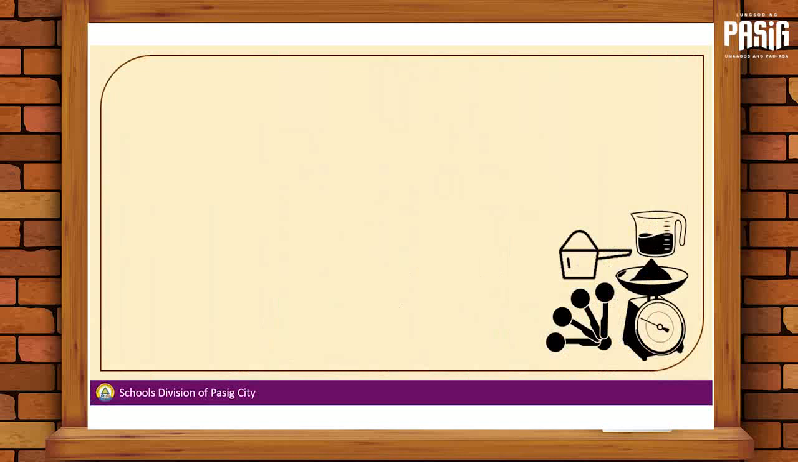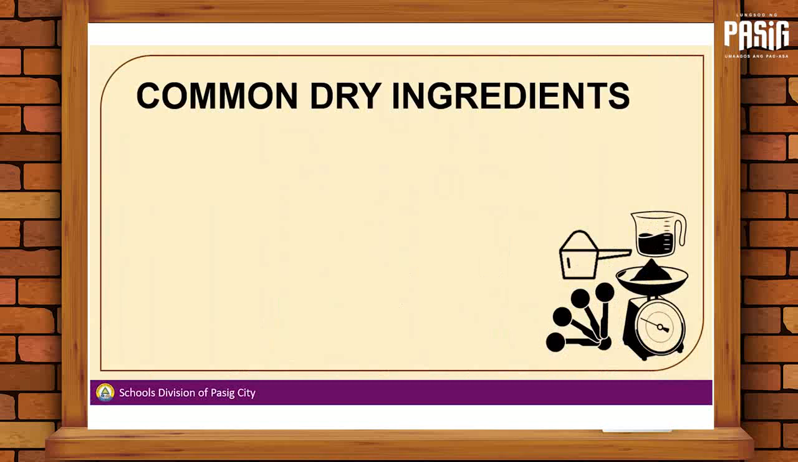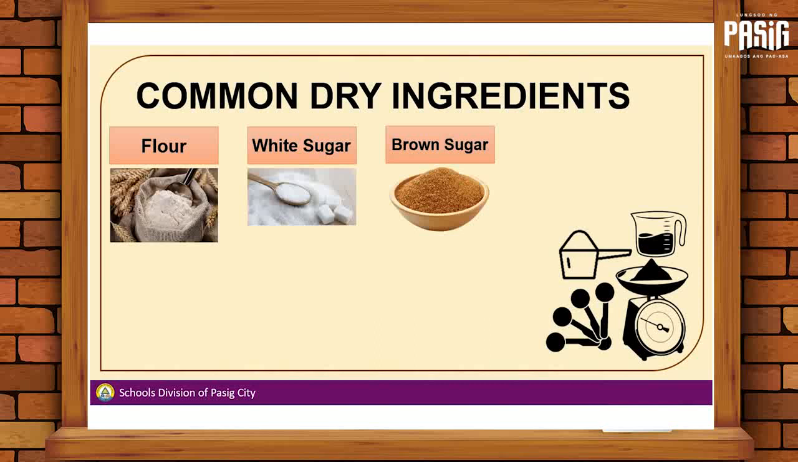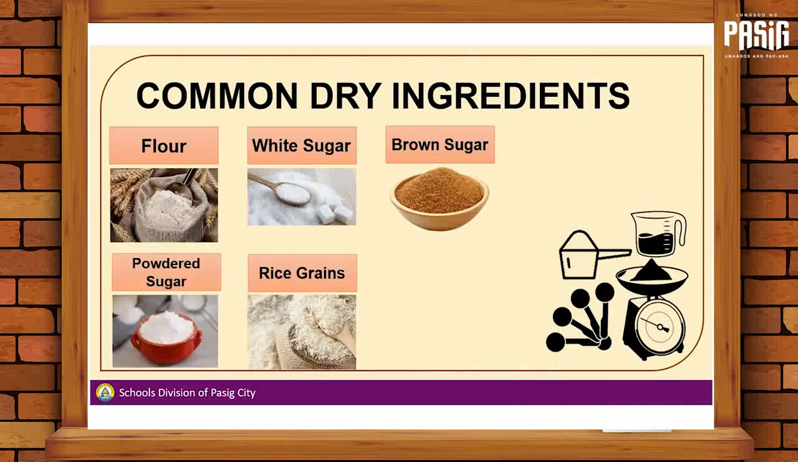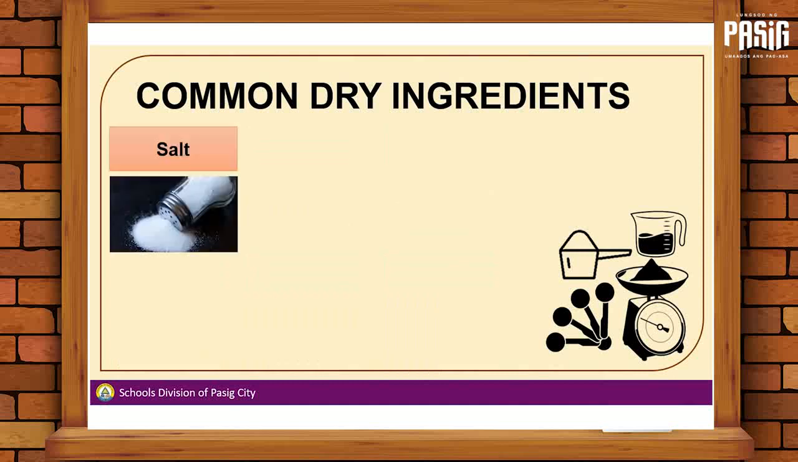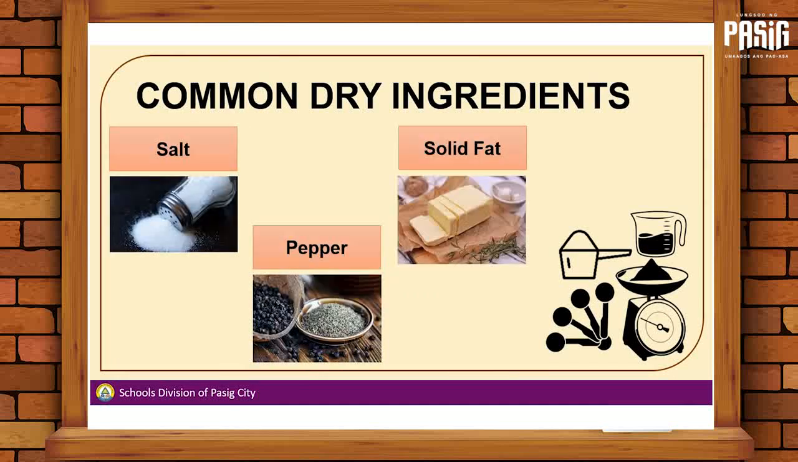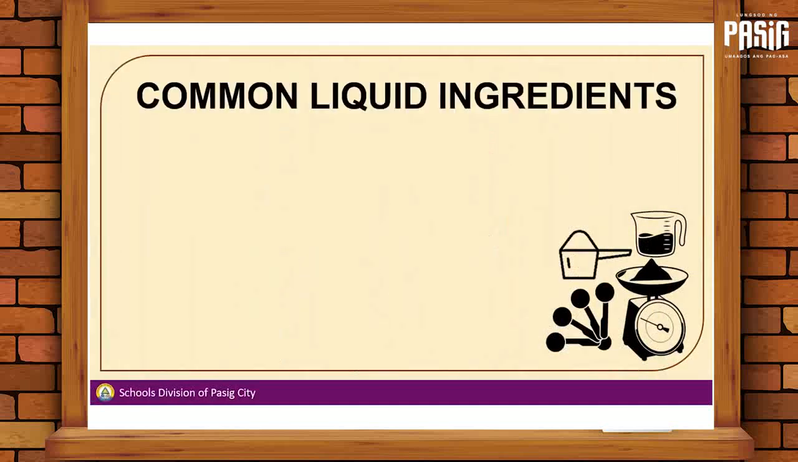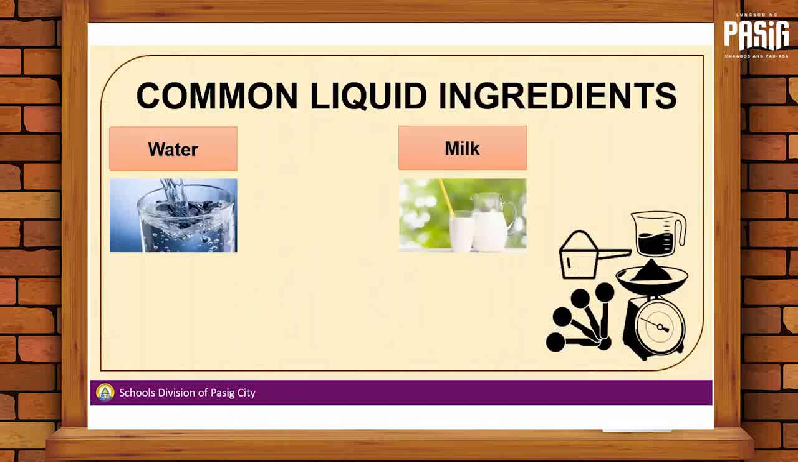Of course, we'll need some ingredients. Here are the list of common dry ingredients. We have the flour, white sugar, brown sugar, powdered sugar, rice grains, leavening agents, salt, pepper, and solid fat. And here are the common liquid ingredients: water, milk, and oil.